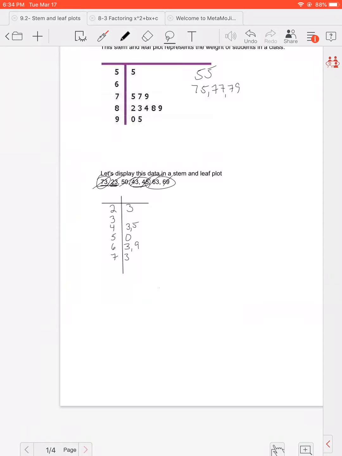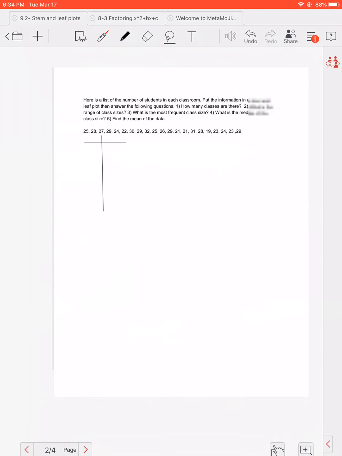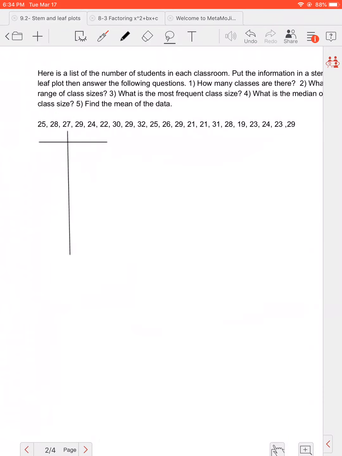All right, let's go to the next page. We have a list of students in each classroom, so this is the number of students in every class. We're going to put the information in a stem and leaf plot, then answer the following questions. Let's work on putting this information in a stem and leaf plot. It looks like we have a bunch of 20s and some 30s, so we're in the 20s and 30s for everybody.